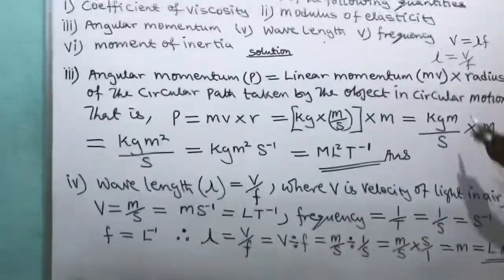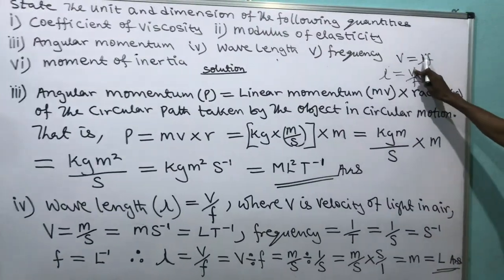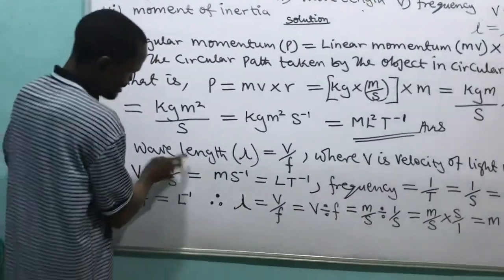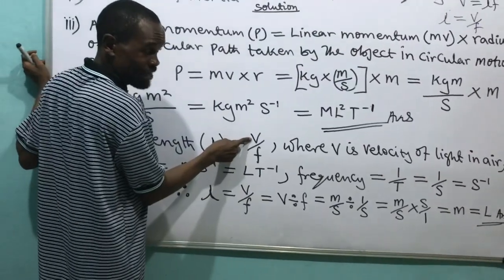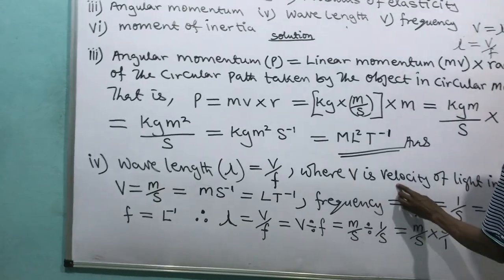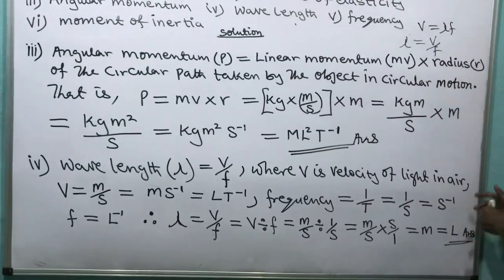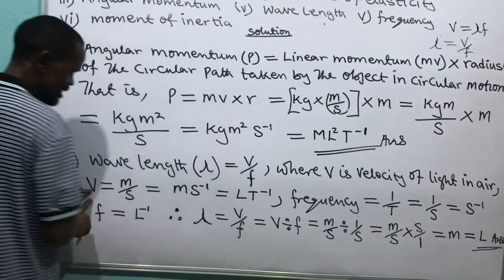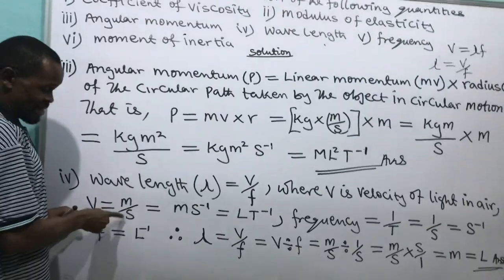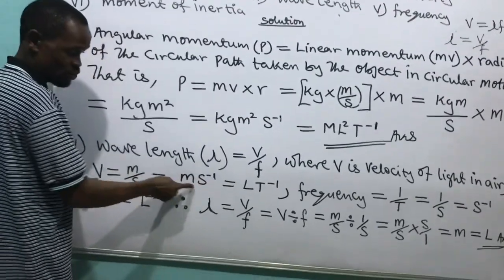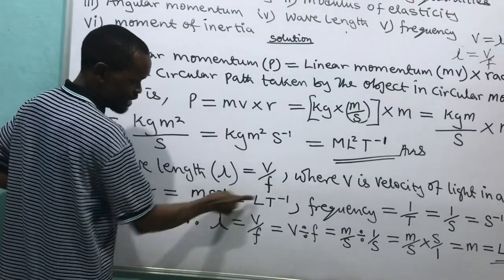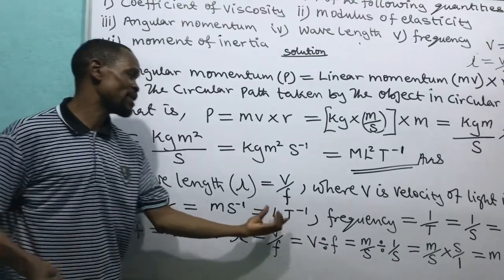Making lambda the subject of the formula, lambda equals V over F. That means the velocity, which is the speed of light in air, over frequency. Wavelength is equal to speed of light in air over frequency, where V is the velocity of light in air, which is meter per second. It can be written this way, meter per second, and the dimension is capital L for meter and capital T raised to power minus 1 for seconds. That is the dimension of the velocity here.